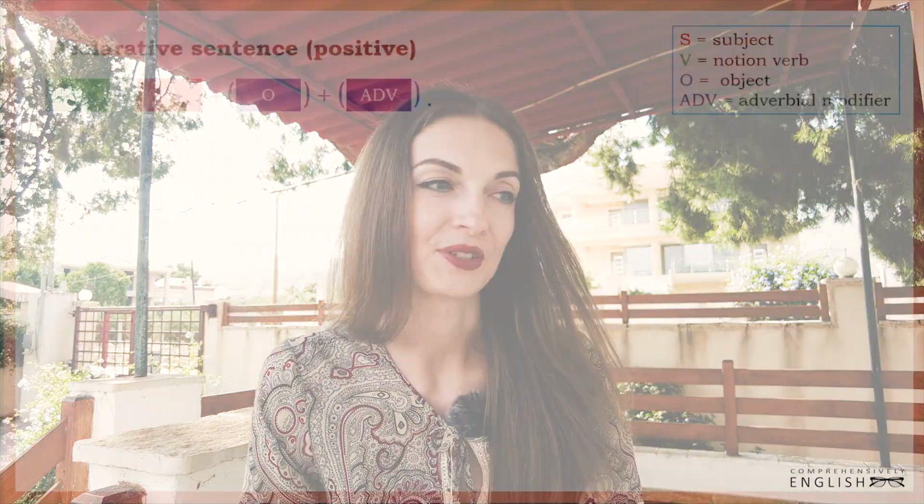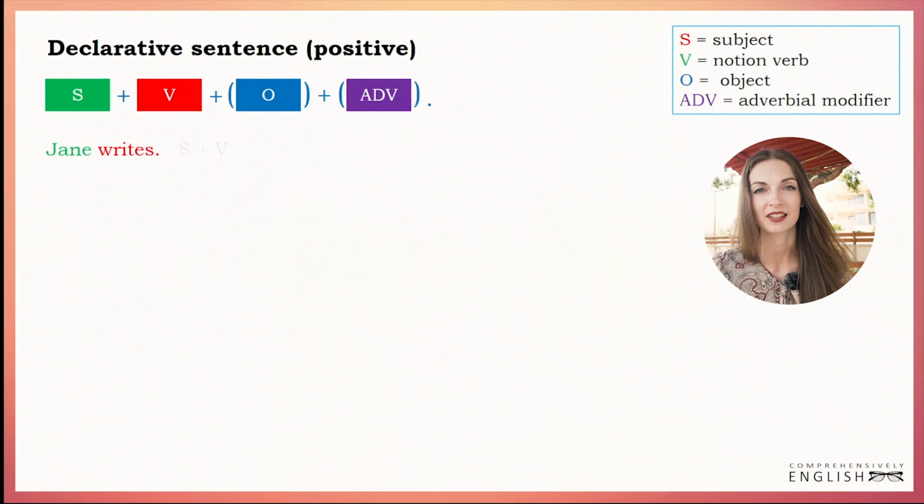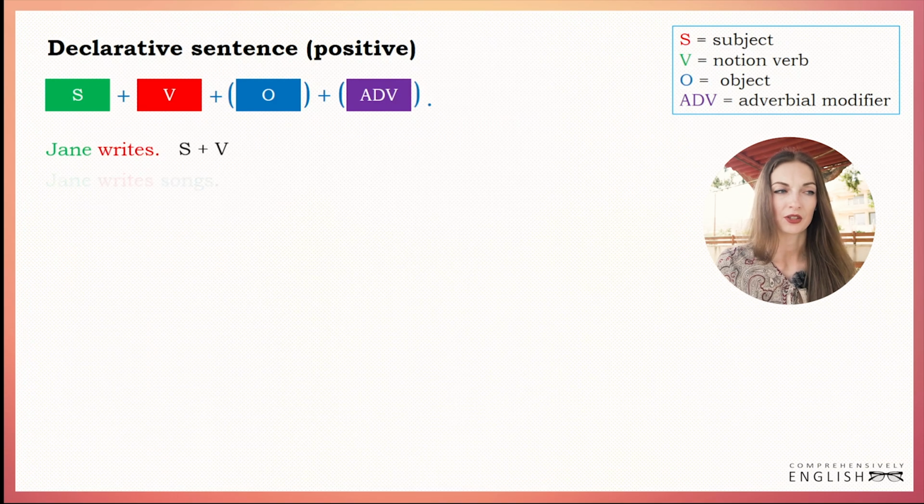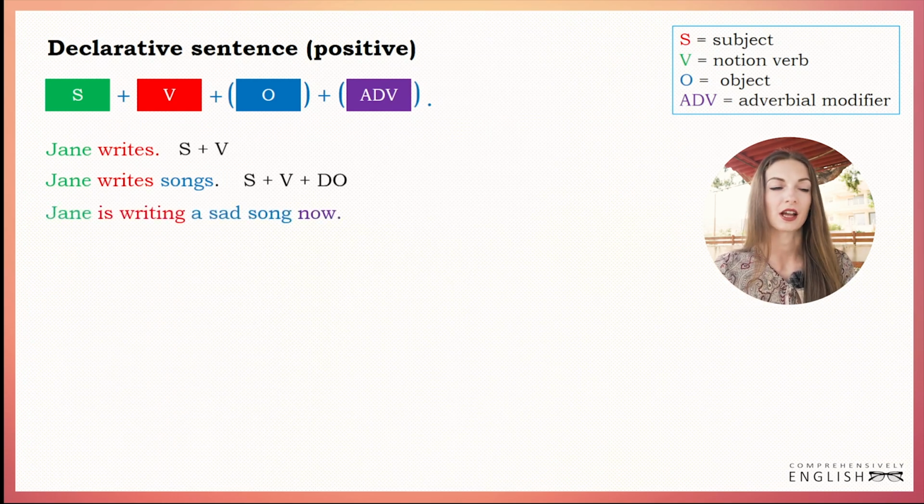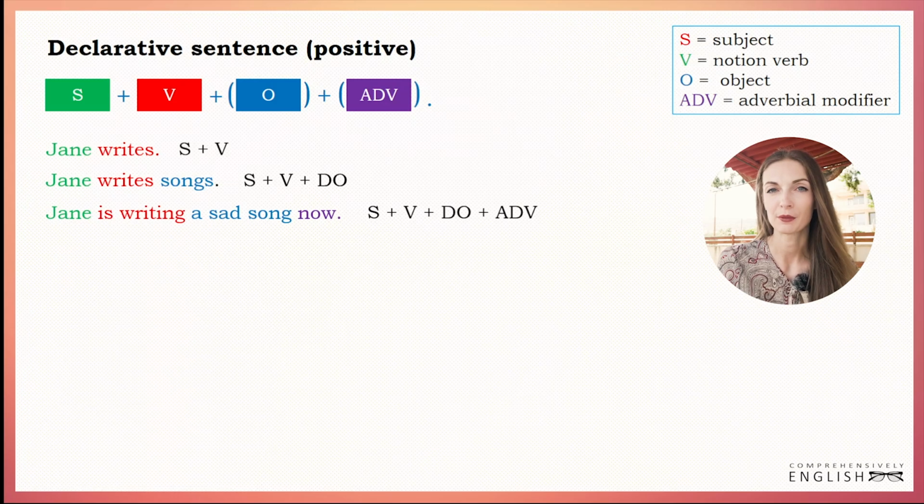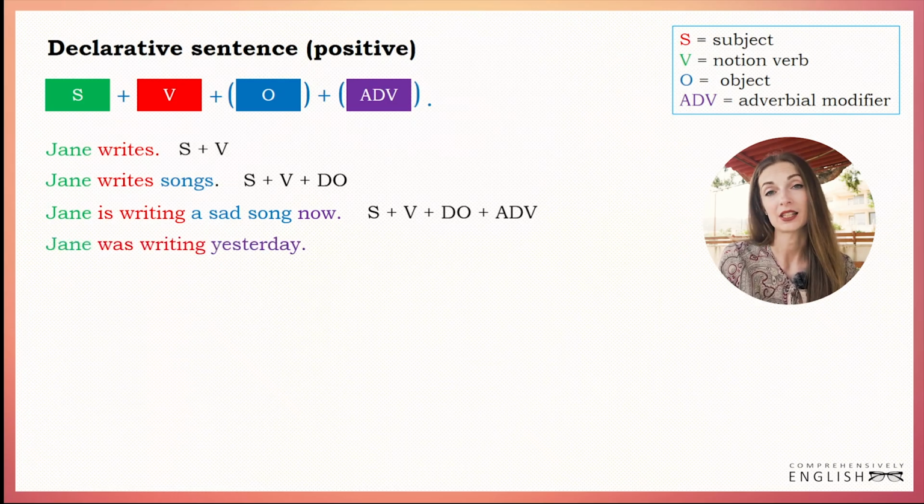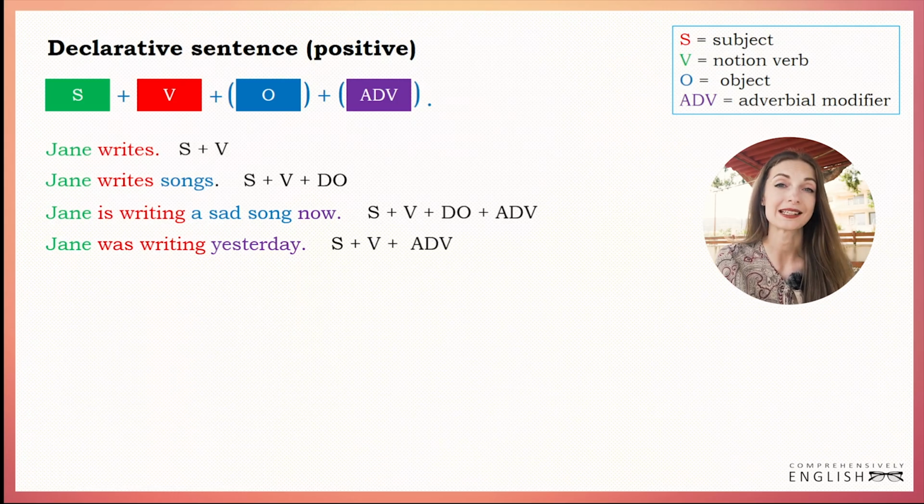Let's look at these examples. Jane writes. This sentence consists of a subject and a verb. Jane writes songs. Here, apart from the subject and the verb, we have an object, songs. Jane is writing a sad song now. We add an adverbial modifier now, and now our sentence has 4 components. Jane is the subject, is writing is the verb, a sad song is an object, and now is an adverbial modifier of time. Jane was writing yesterday. This sentence doesn't have an object, but it does have an adverbial modifier of time, yesterday.